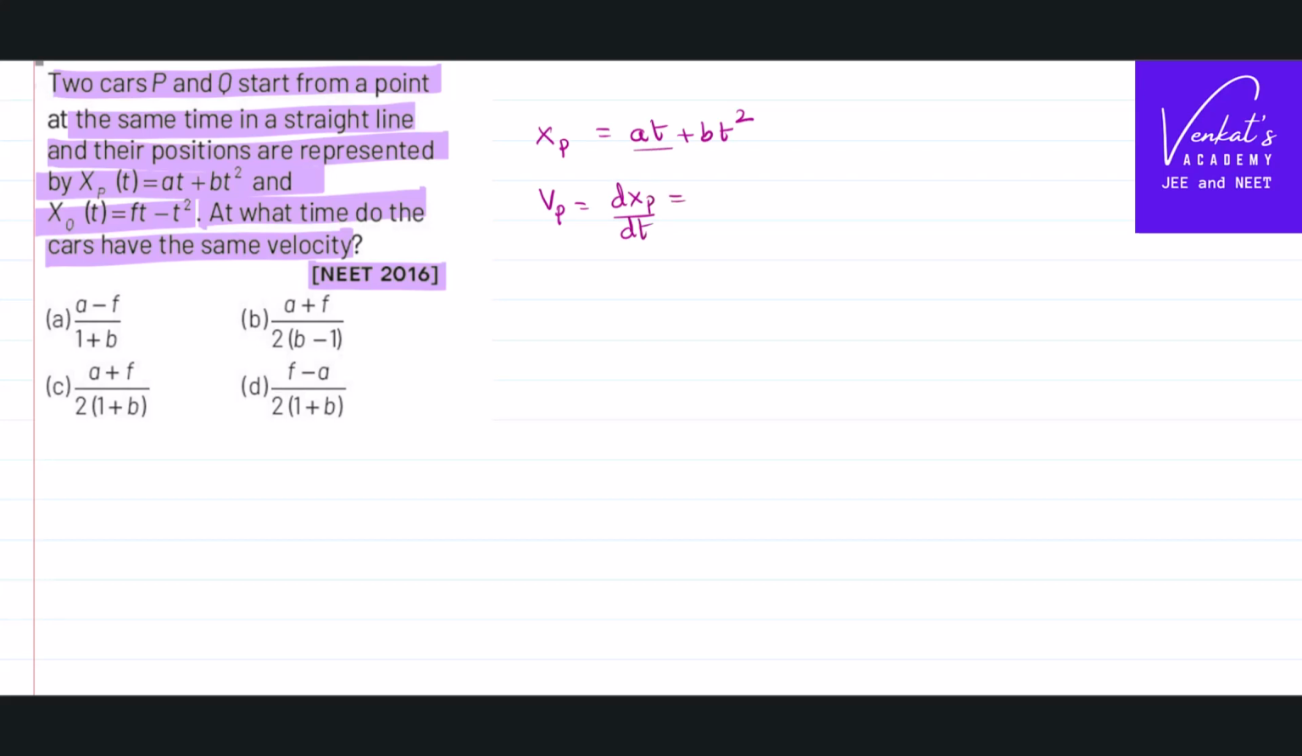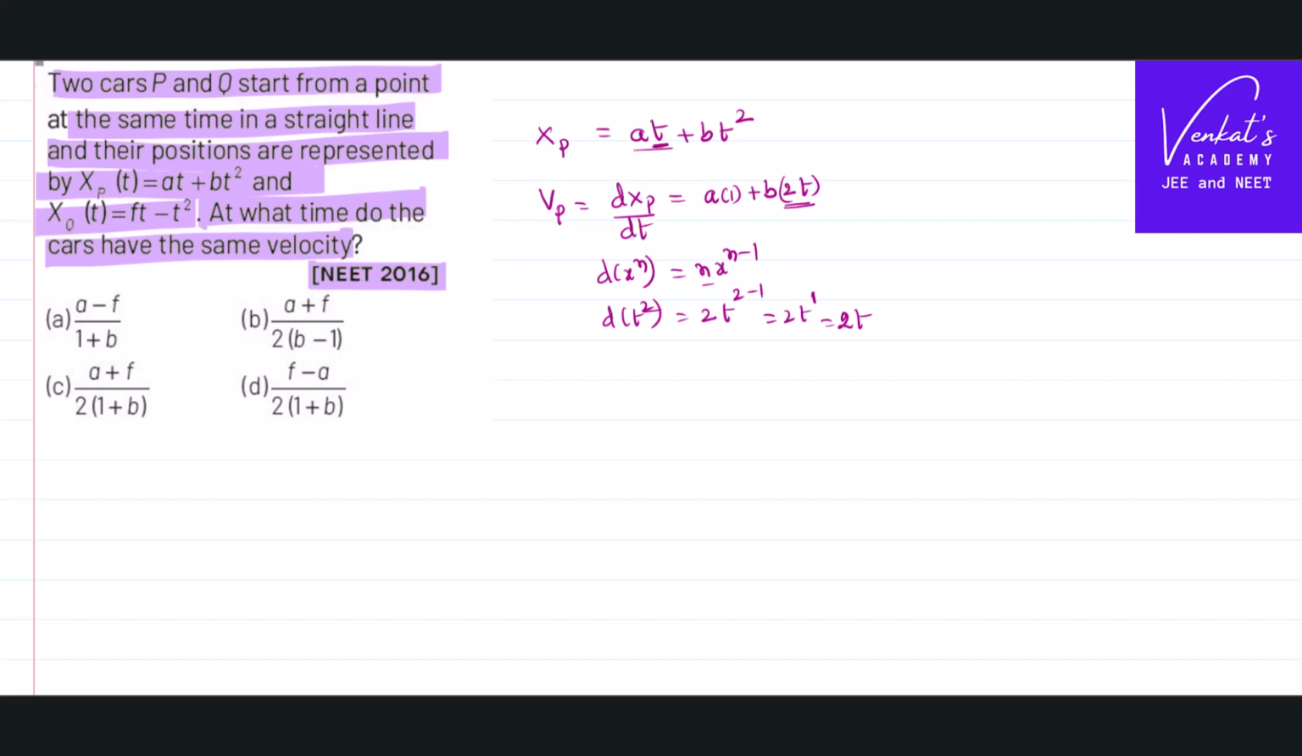Let's differentiate this. A into differentiation of t, which is dt by dt, becomes 1. B, differentiation of t square equals 2t. This is based on the formula differentiation of x power n equals n into x power n minus 1. So differentiation of t square is, the power has to be written first, 2t power 2 minus 1, that is 2t power 1. So that is nothing but 2t. That's what is being written here.